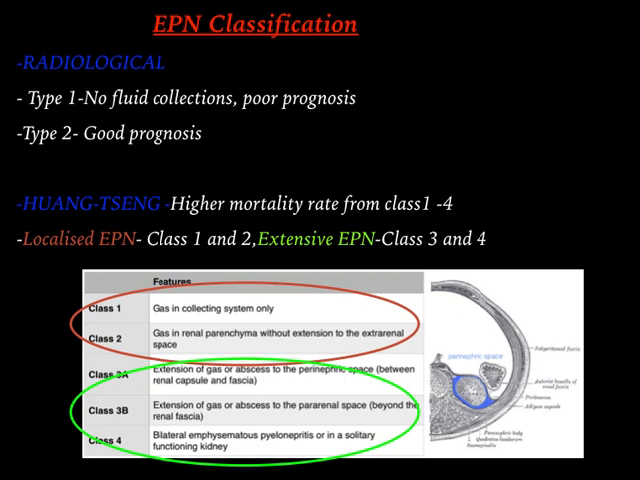Coming to Huang-Szeto classification, which is a prognostic classification in emphysematous pyelonephritis, it's classified into 1, 2, 3A, 3B and class 4. Class 1 to 4, as it goes down, the mortality increases. Class 1 and 2 come under localized type of emphysematous pyelonephritis, and class 3 and 4 come under extensive type of emphysematous pyelonephritis.